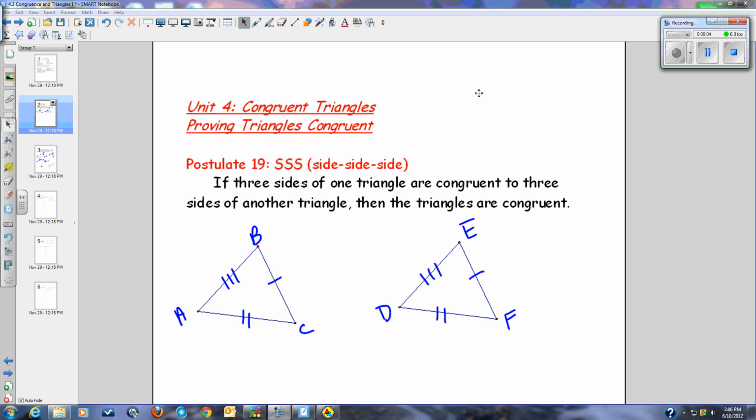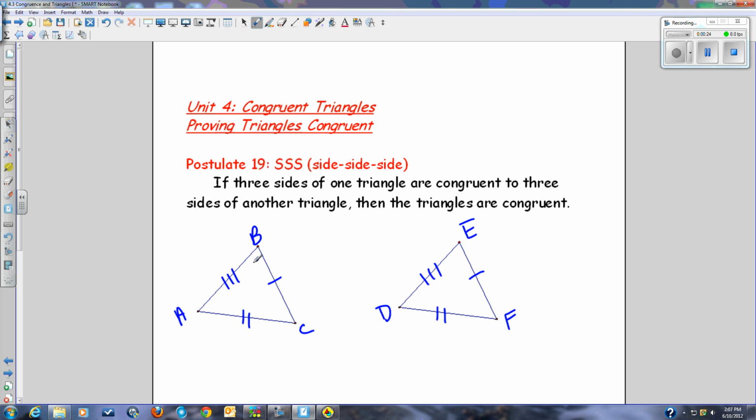Today we're talking about proving triangles congruent, and we're going to start with the side-side-side postulate. It says if three sides of one triangle are congruent to three sides of another triangle, then the triangles are congruent. So you notice in this particular example, AB is congruent to DE, AC is congruent to DF, and BC is congruent to EF.